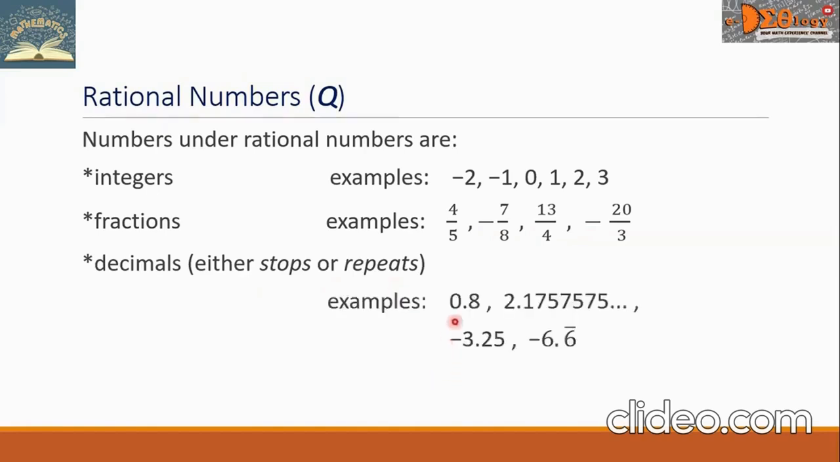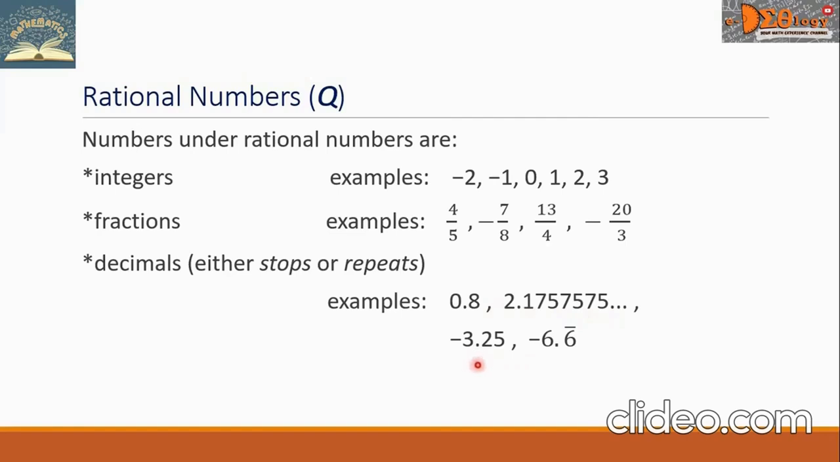Examples are here. First example, 0.8. This is a decimal that stops. So this is a rational number. Another example, 2.175757575, and so on. We can see here a pattern of repetition on the 75. The 3 dots here mean we can continue writing 75 on the right side of this decimal. So this is an example of a rational number.